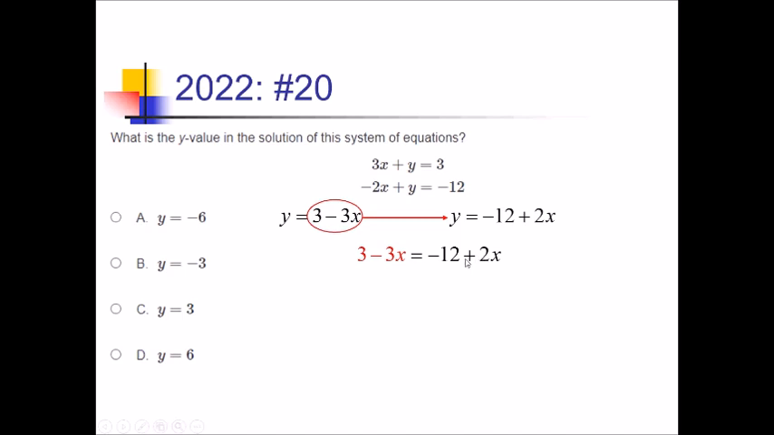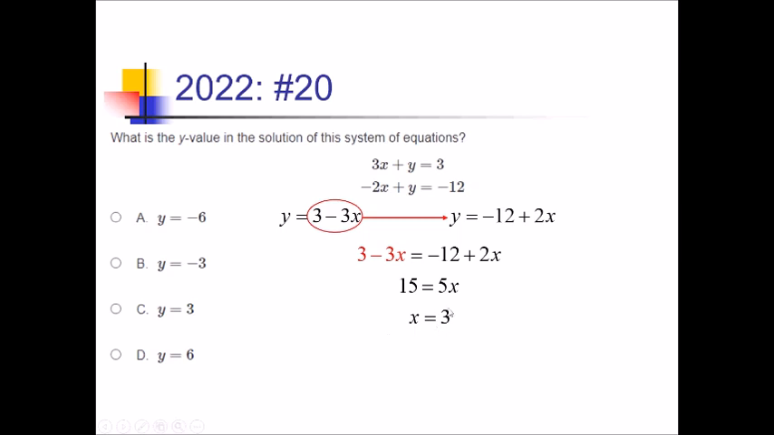Then I'm going to get the numbers on one side and the x's on the other. I'm just going to start by adding 12 over to the left side. It doesn't really matter which way we go here, but that'll give me a 15 over on the left. And if I add the 3x over to the right, that's a 5x over there. Dividing both sides by 5, I've got x equals 3. Now, that's one of the answer choices, but notice it says y equals 3. We wanted the y value, not the x value.